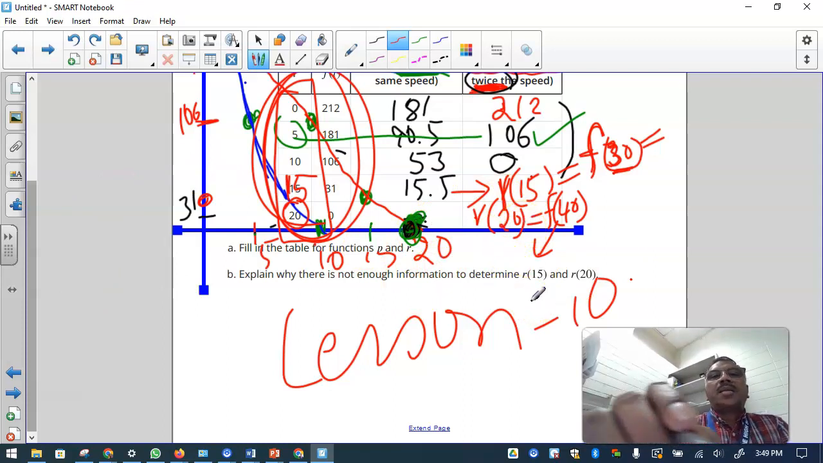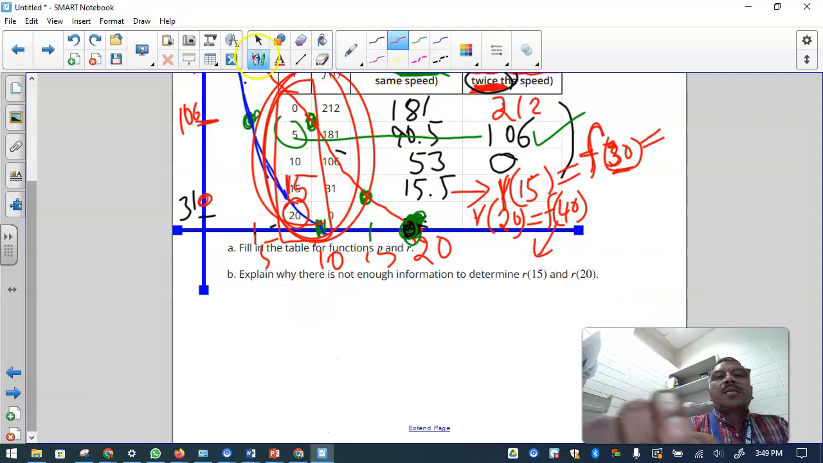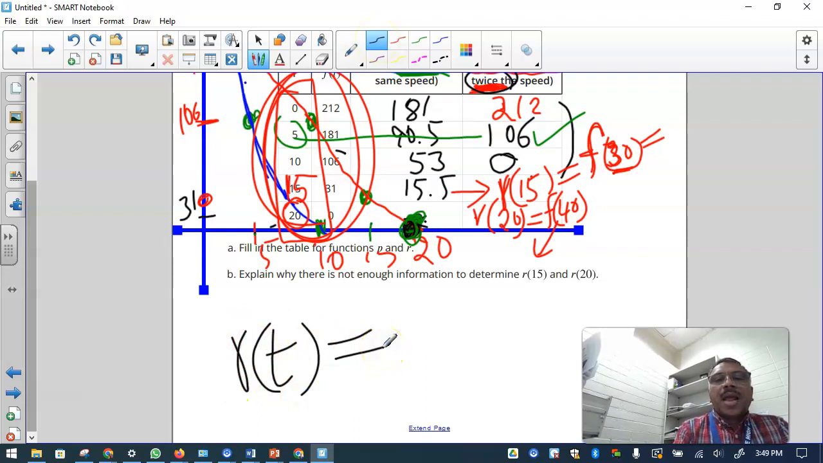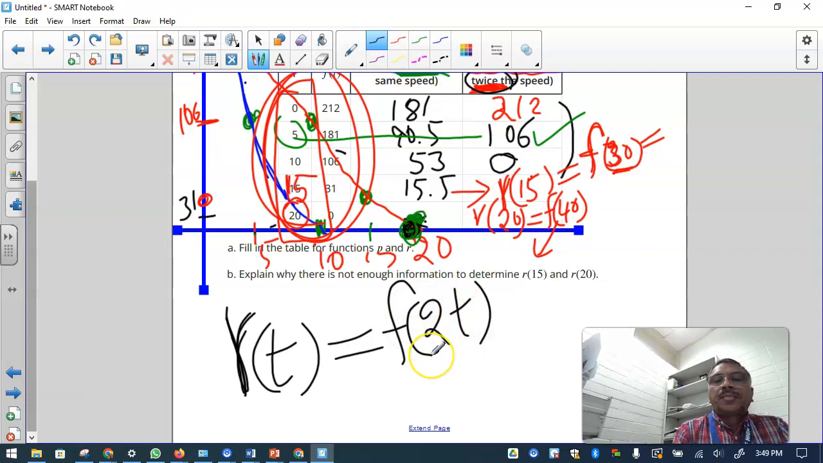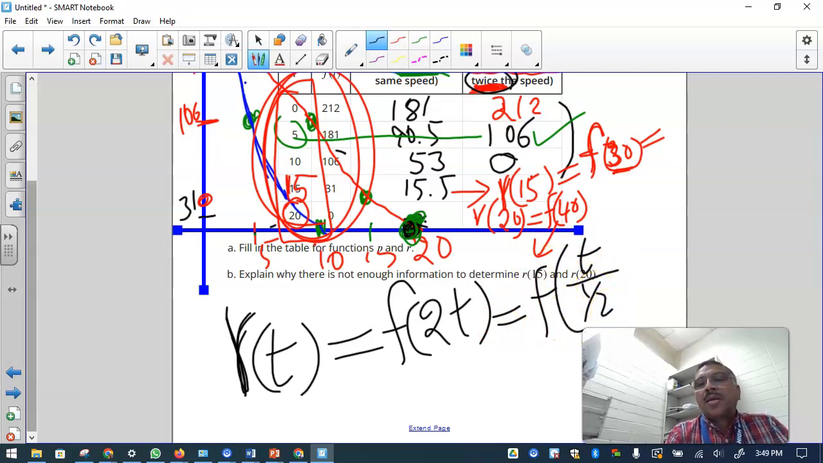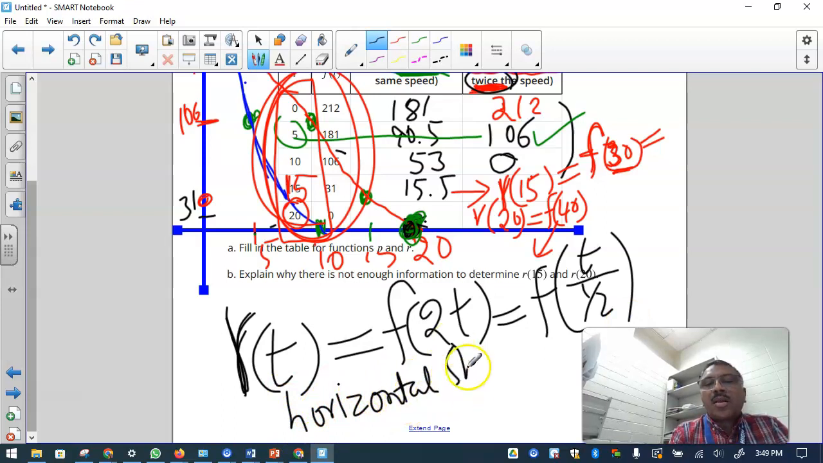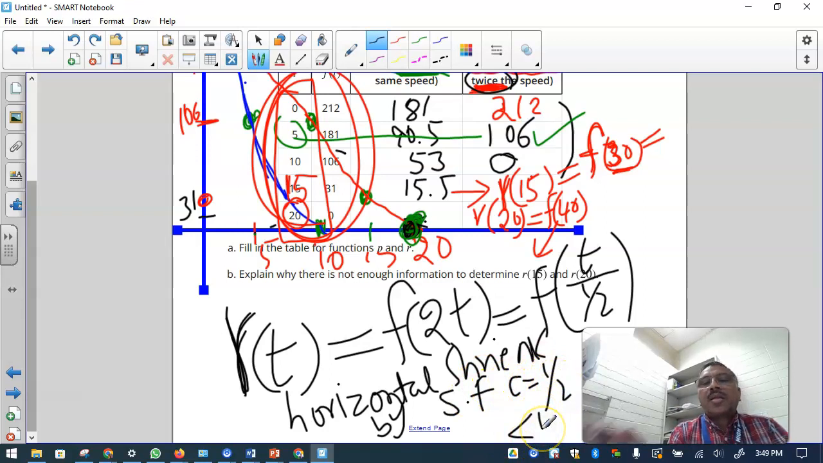And what you're supposed to write at the end, I think I forgot, is the new one, R of t. The height at any time is always F of twice the t. See? So it means it can be written as F of t over half. Okay, so there is a horizontal shrink by scale factor c equals half. See, and this is less than 1, so there is a horizontal shrink. Hope that helps. Thank you so much.